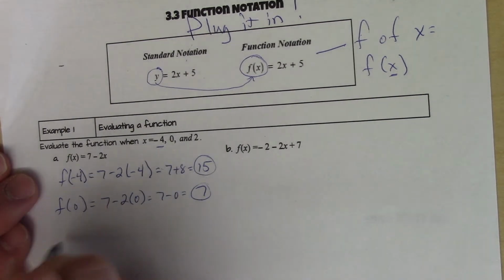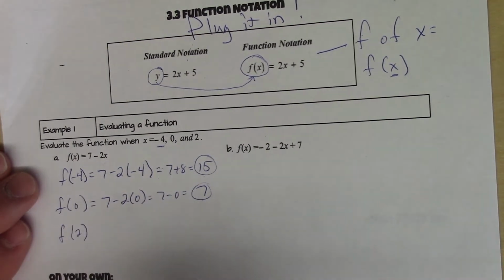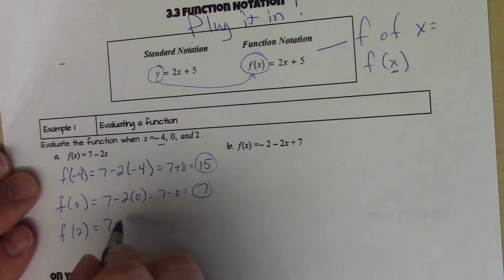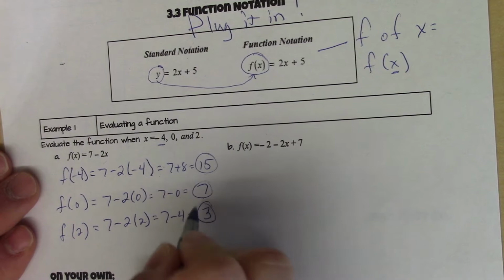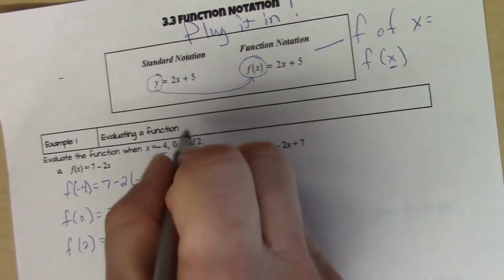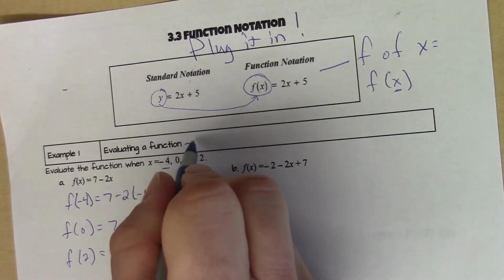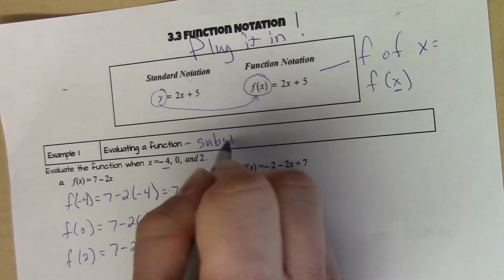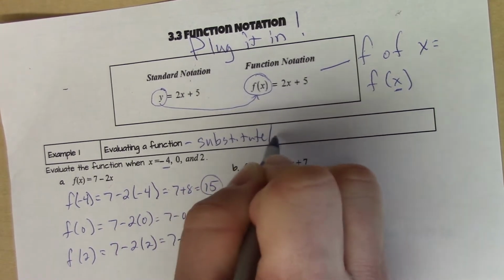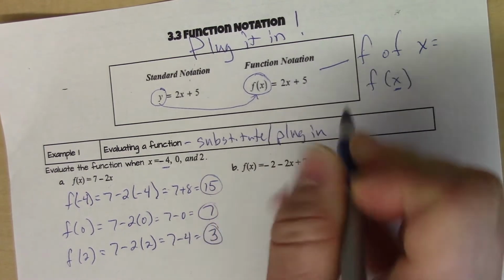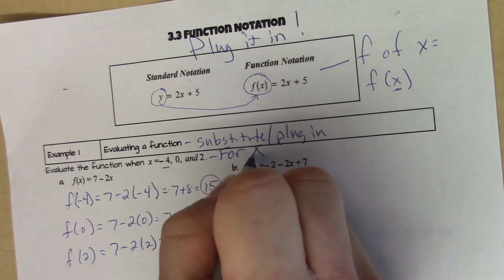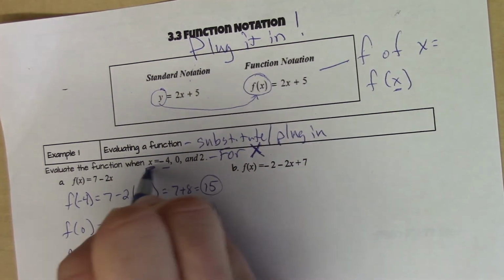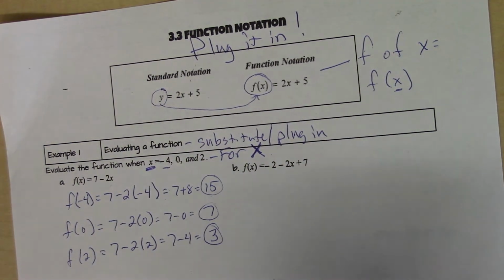And at 2, we'll go plug 2 in, and that looks like this. f of 2 equals 7 minus 2 times 2, which is 7 minus 4, which is just 3. And there I've done it. Again, evaluating a function means substitute or plug in. And here, specifically, for x, right? Because it has x equals. We're going to see something where we have to plug in for y, but for right now, we're just plugging in for x.